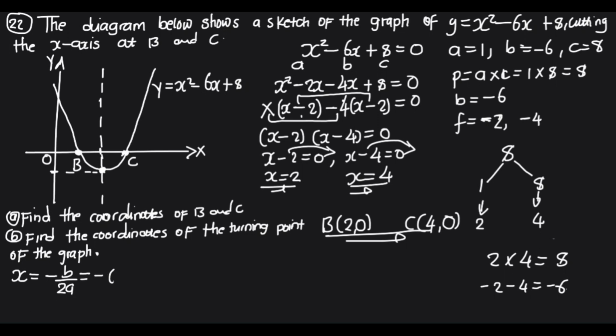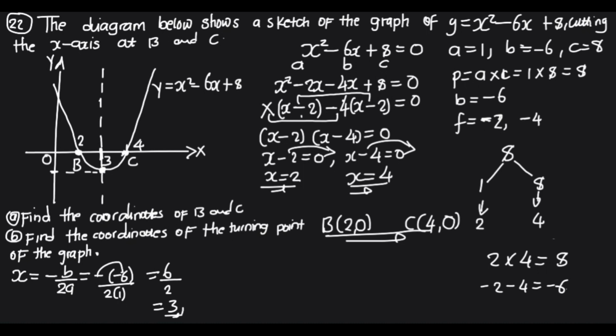So let's substitute. b is negative 6 over 2 times 1. If we expand negative times negative, we get positive 6 over 2. 2 into 6 is 3. So this means that here we have a 3. And it makes sense since B was 2 and C was 4 from the coordinates that we found earlier.